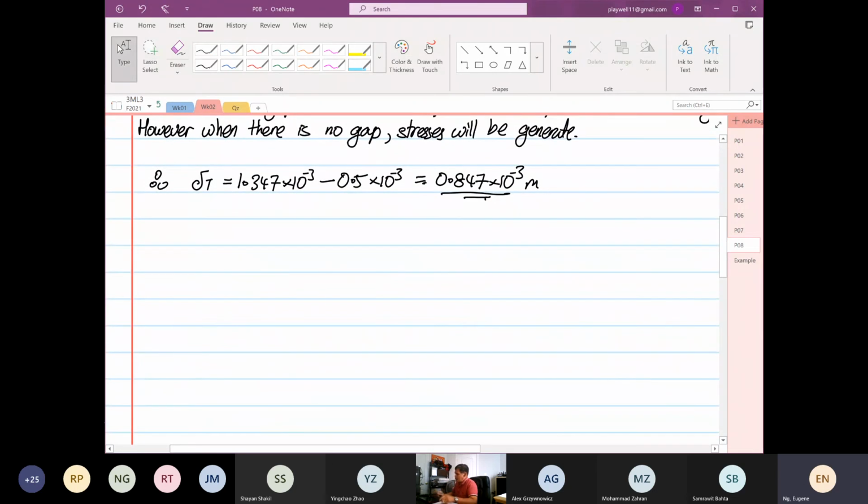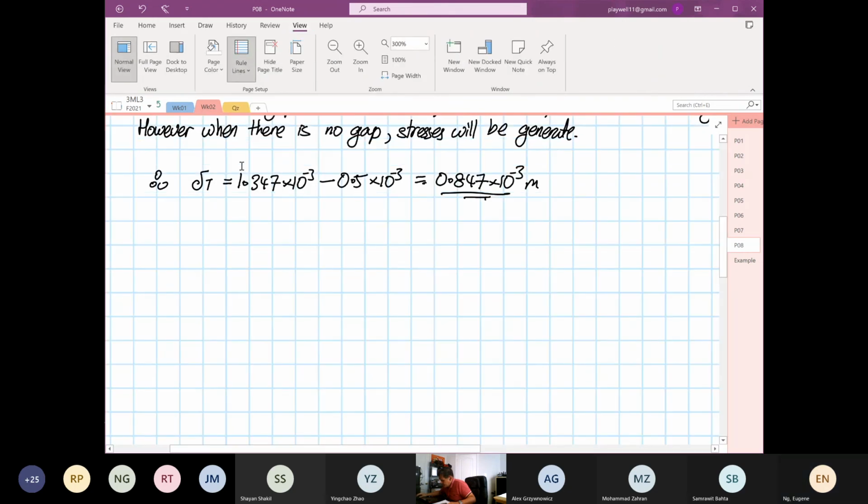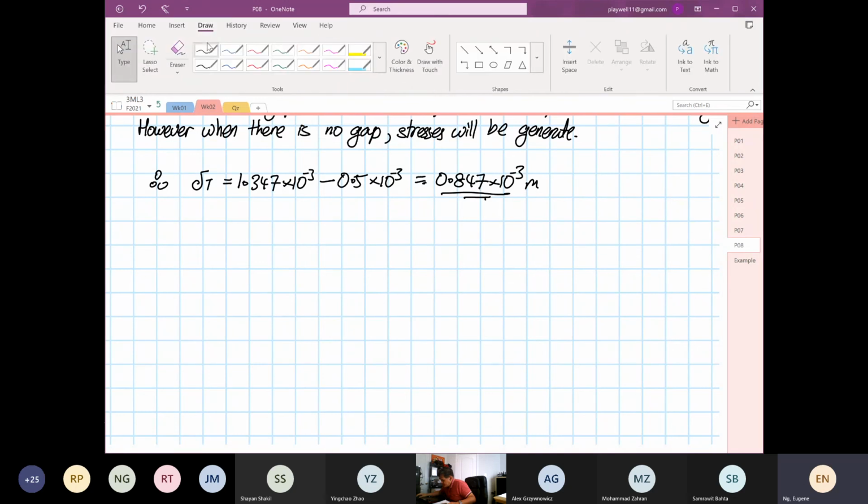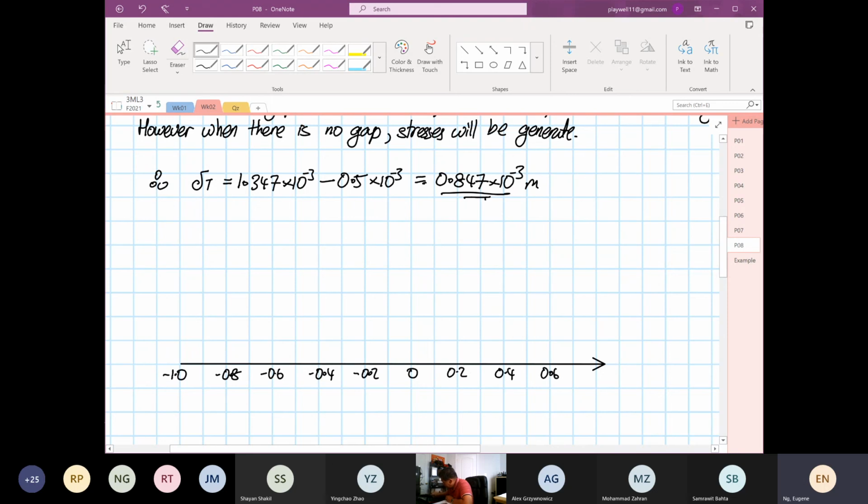Right? So what is this? Okay. So remember we drew this earlier. Okay. So I'm going to draw it. Okay. So this is 1.0, 0.8, 0.6, 0.4, 0.2, 0. Then you have 0.2, 0.4, 0.6. This is your gap.